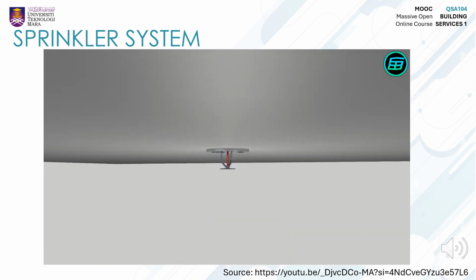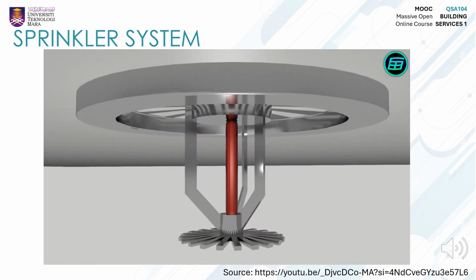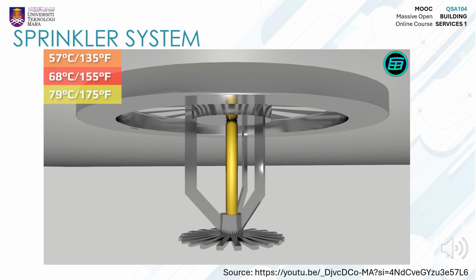There are different types of glass bulb filled with different liquids, and these are color-coded. Orange bulbs have an operational temperature of 57 Celsius or 135 Fahrenheit. Red bulbs 68 Celsius, 155 Fahrenheit. Yellow bulbs 79 Celsius, 175 Fahrenheit. Green bulbs 93 Celsius, 200 Fahrenheit.